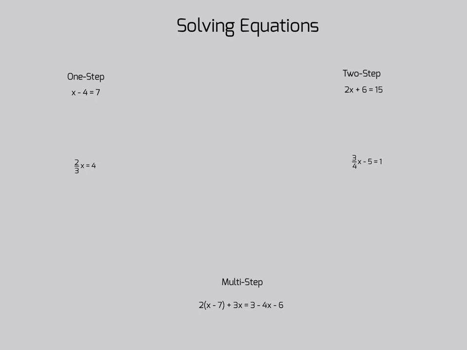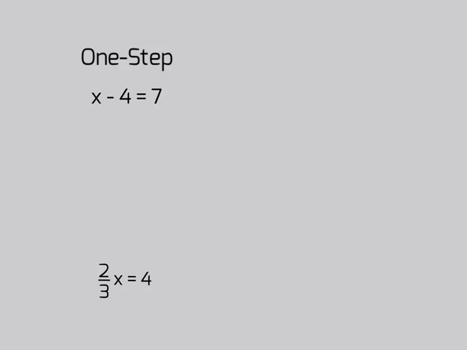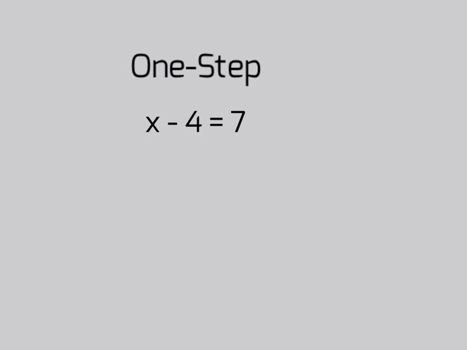This video is going to do a brief review on how to solve one-step, two-step, and multi-step equations. First, we're going to start with the one-step equations. When you're solving one-step equations, what you would want to do is the inverse operation of addition or subtraction, or do the inverse operation of multiplication and division. Our goal is to get x by itself, to isolate the variable.